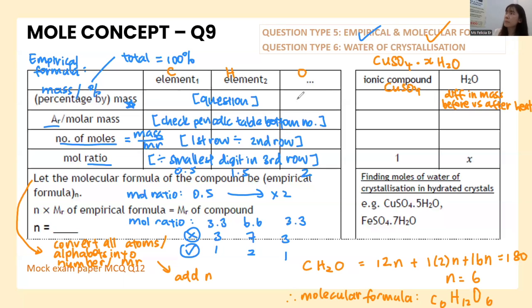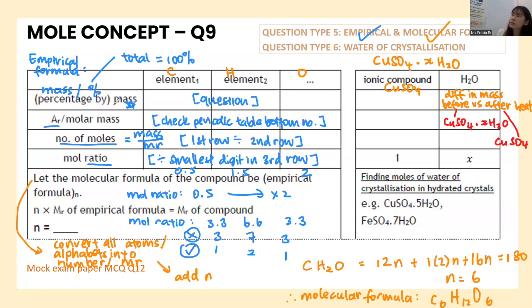So for the first row, the mass of water is always the difference in the mass before and after. Because before, you had water. If you heat until evaporation to dryness, isn't it no more water? That's why the mass after you heat will be only copper sulfate. Let me write it clearer. Before heating is usually CuSO4.XH2O. But after heating, the water will be gone. That means after heating, it will be only CuSO4.